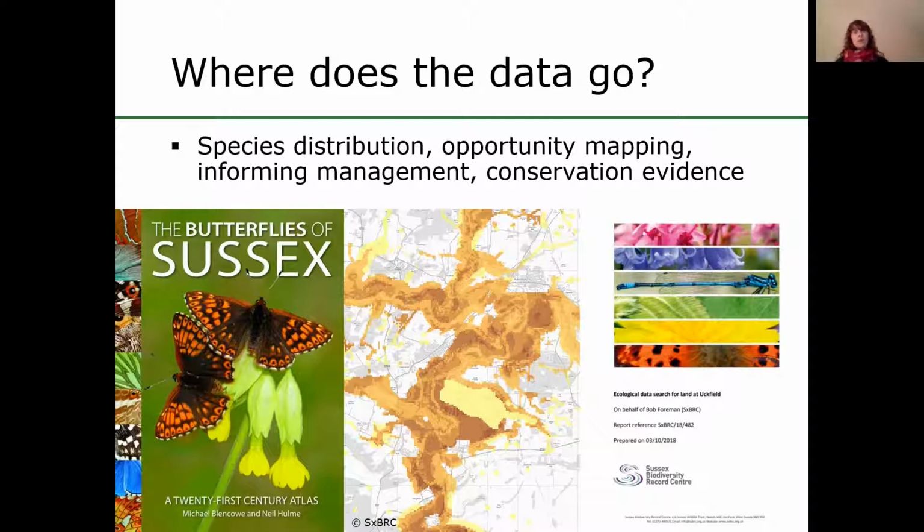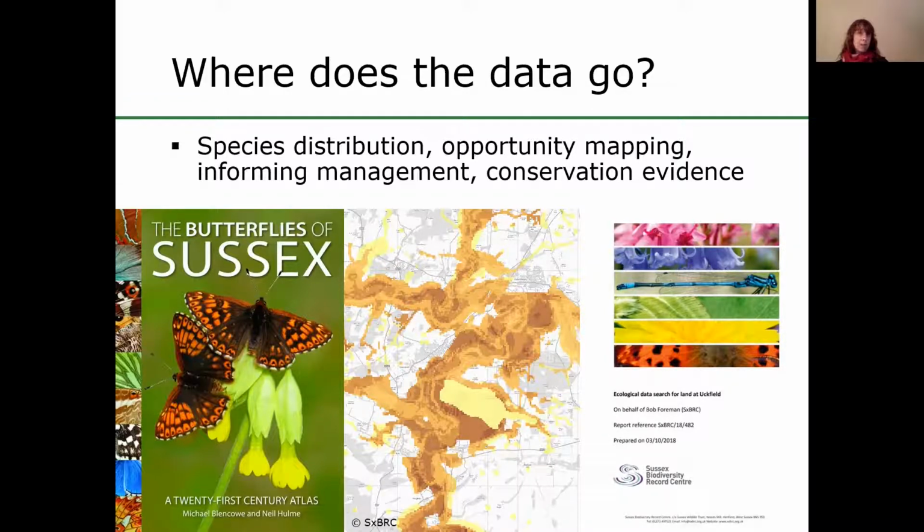As I said, you're in a feedback loop with biodiversity data. The more data you have, the more records you have, the more you understand what effect the management you're doing is having. And it also provides really good conservation evidence. On the right here is a picture of one of the ecological data searches, just the front cover of the report. Sussex Biodiversity Record Centre give out lots of data searches every year for lots of different reasons.